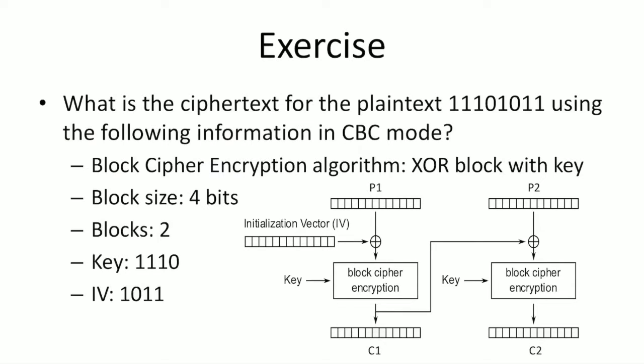So let's take a look. Here our plaintext is 111010011. And it says here that our block size is 4 bits. So we are going to split our plaintext into blocks, each of 4 bits. So our first block will be 1110, and our second block will be 1011. And it says here we have 2 blocks.